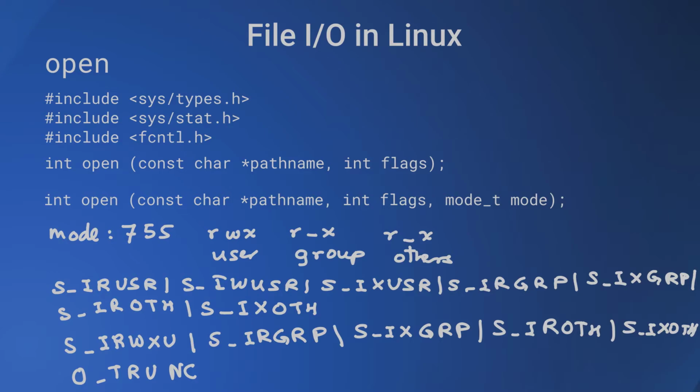Then there is the O_TRUNC flag, and if the file exists and is opened with O_WRONLY or O_RDWR, the file is truncated to length 0 bytes.